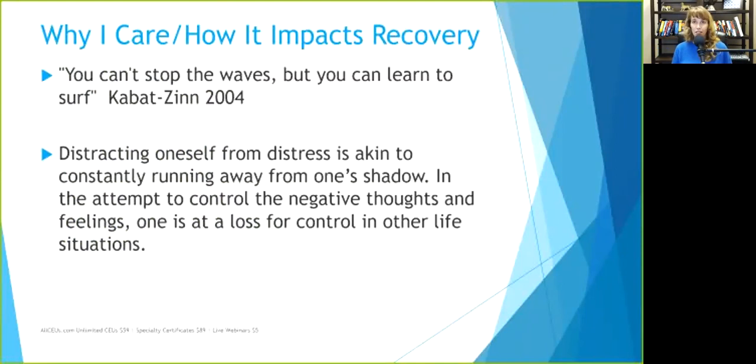Distracting oneself from distress is akin to constantly running away from one's own shadow. I thought about that for a few minutes, and it's kind of meaningful. In the attempt to control the negative thoughts and feelings, we are at a loss for control in other life situations. If you're constantly running from that shadow, you're not focusing on anything else that's going on around you, which means other things can kind of deteriorate and will cause additional distress, even if you figure out how to get away from your shadow.